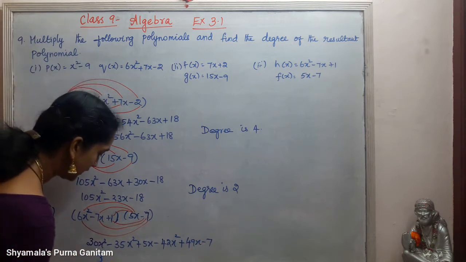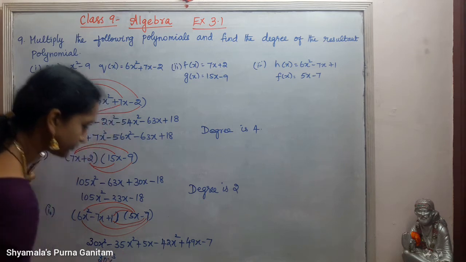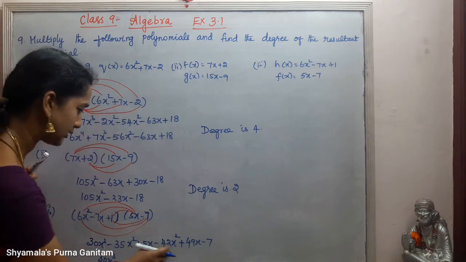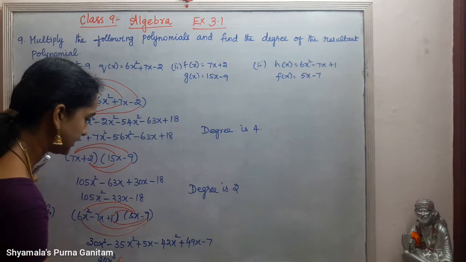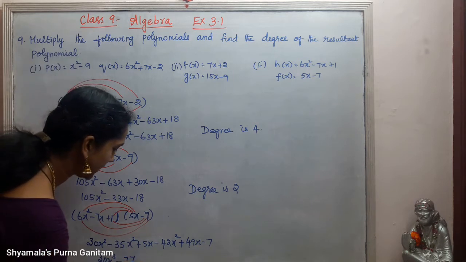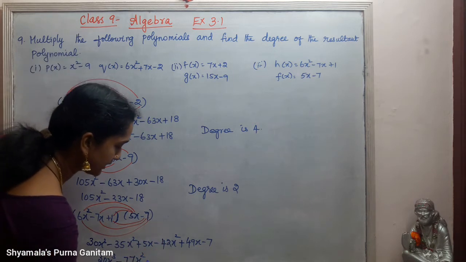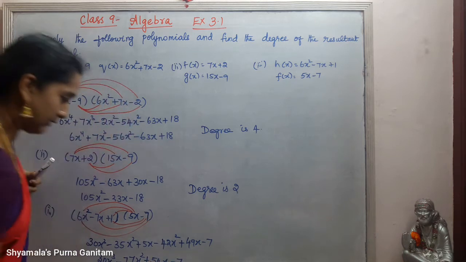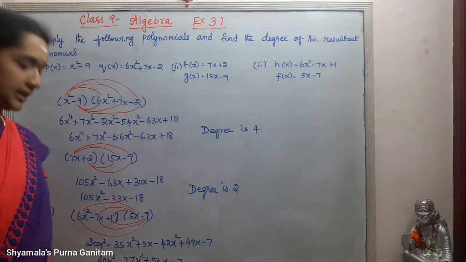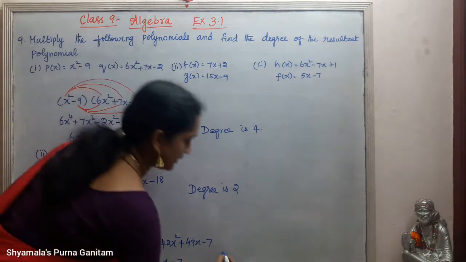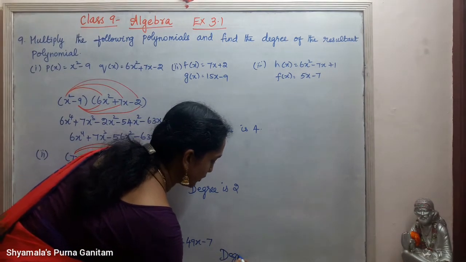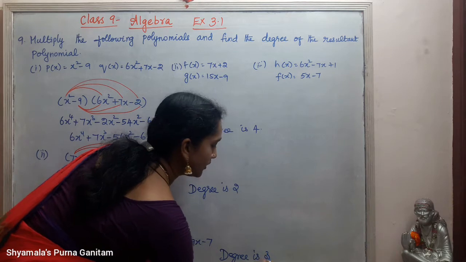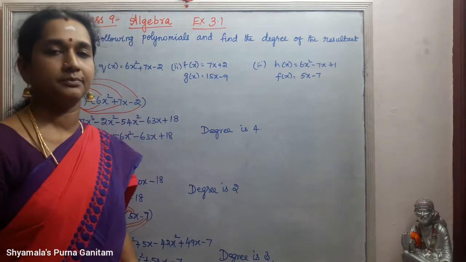So this will be 30x cube. The x squared terms are two x squared terms, so when we add this it will be minus 77x squared. And the x term is plus 54x, minus 7. So the highest power is 3. So the degree is 3. So this is how it has to be done.